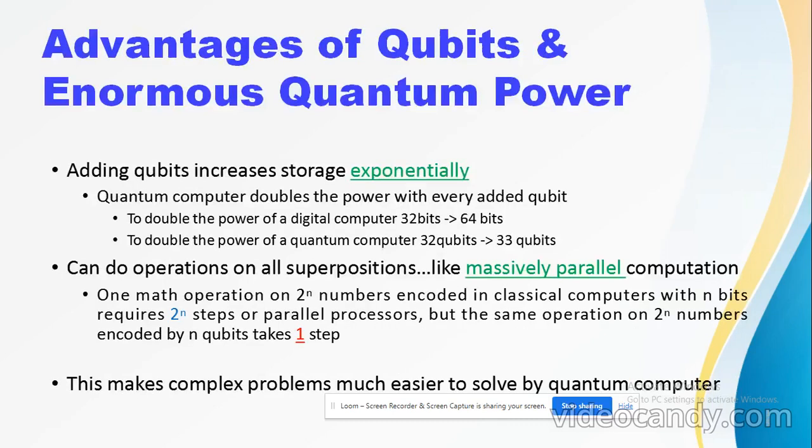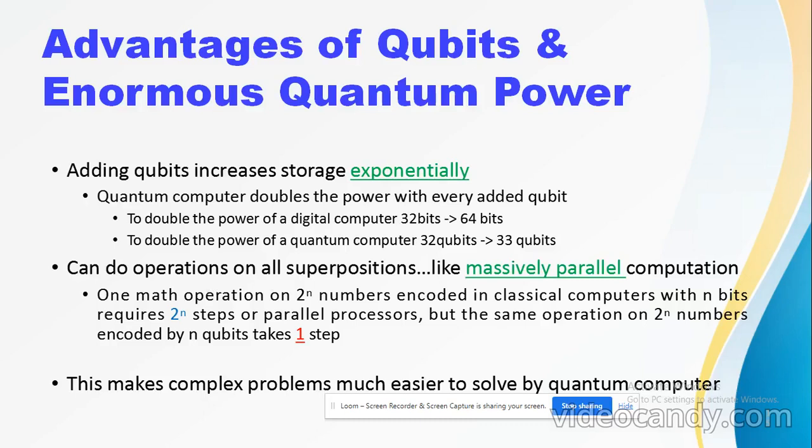Now coming to the advantages of qubits. Adding qubits increases storage exponentially, and in quantum computers, adding one more qubit doubles the power. For example, if you want to double the power of a digital computer with 32 bits, it has to be converted into 64 bits. Whereas to double the power of a quantum computer with 32 bits, it is enough to convert it into 33 bits.